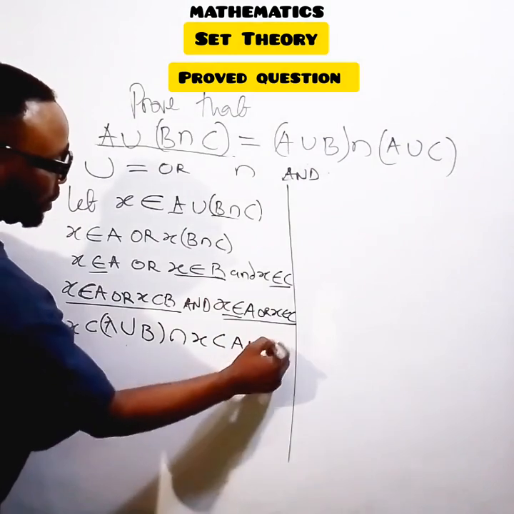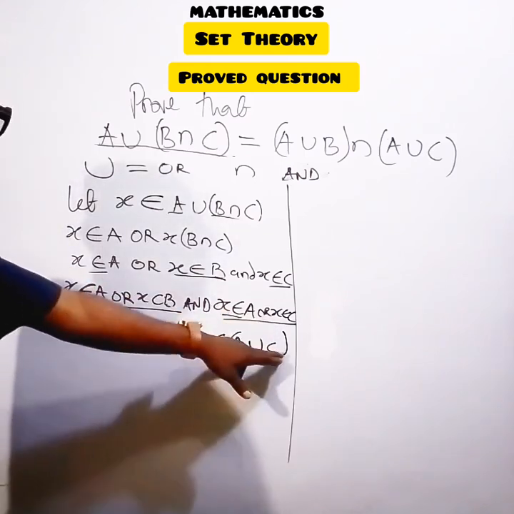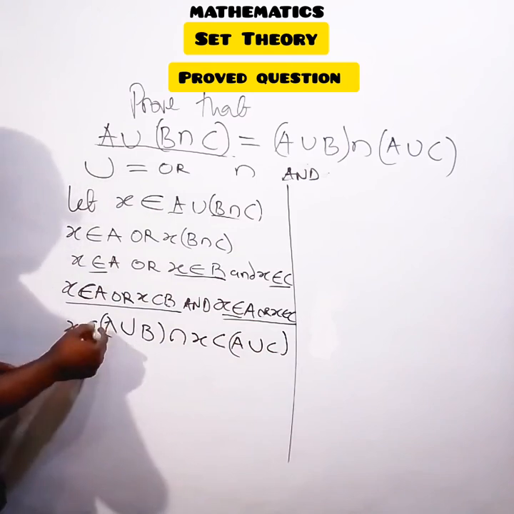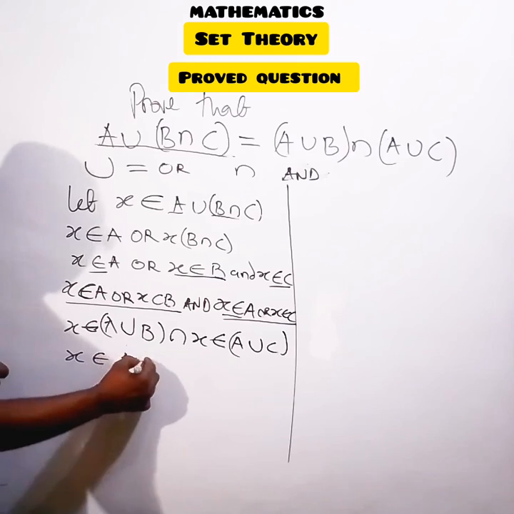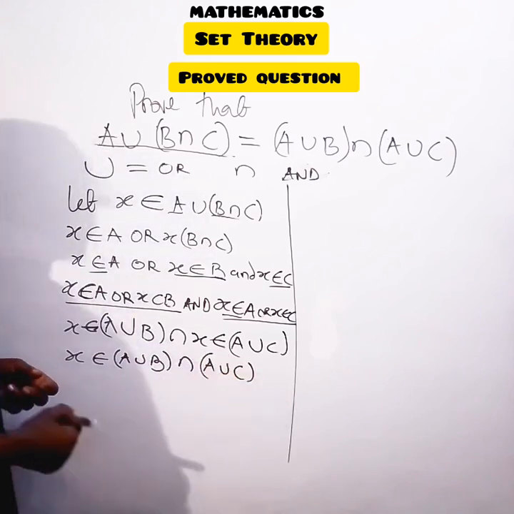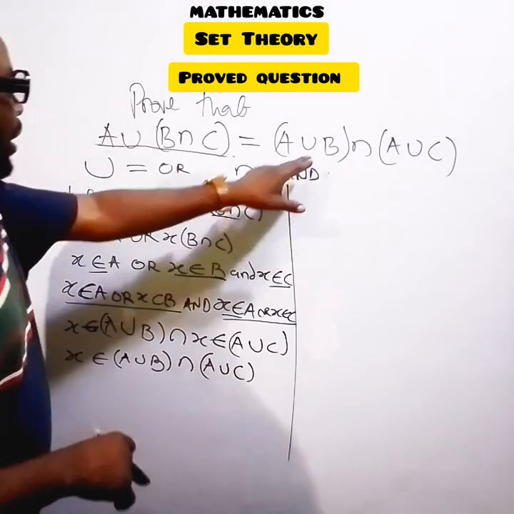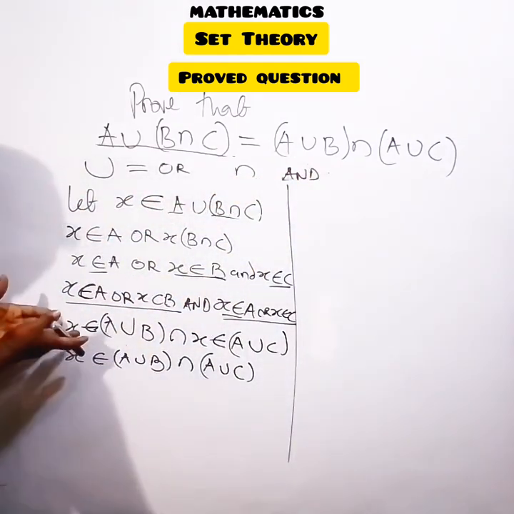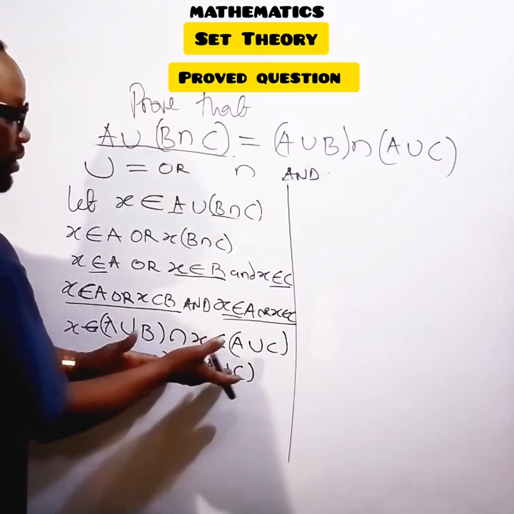Union C, because X is a member of the two of them. Look at this, or union C. So in this regard now, there's a member, there's a member, there's a member. In that regard now, I can say that X is a member of A union B intersection A union C. So in that word, you can see what we are given to prove now. I've been able to use it to prove it now. X is a member of A union B, intersection A union C.